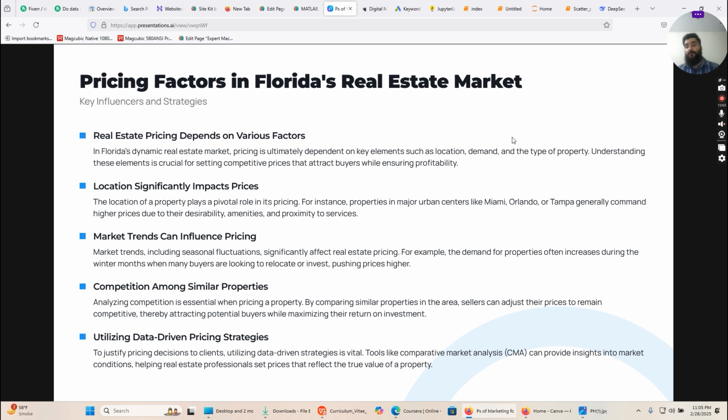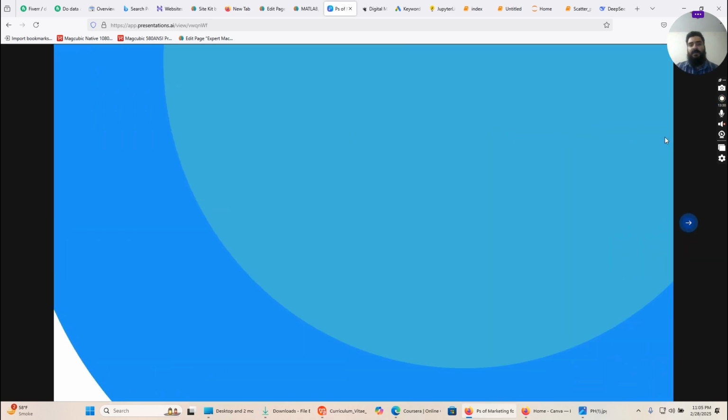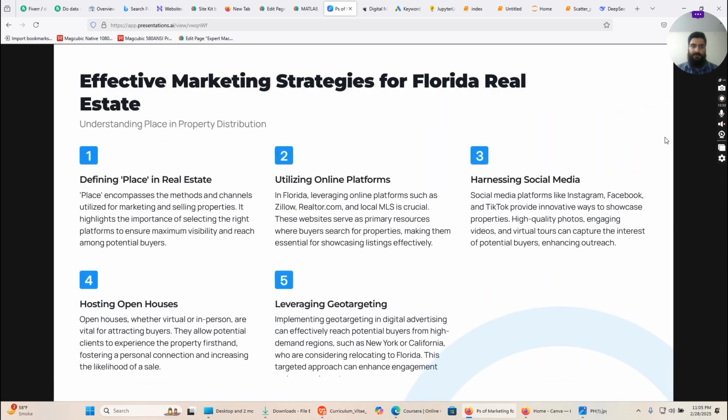Now, the most favorite thing I would like to consider in any marketing strategies is called utilizing data driven pricing strategies. To justify pricing decisions to clients, utilizing data driven strategies is vital. Tools like comparative market analysis can provide insights into market conditions and help real estate professionals set prices that reflect the true value of a property. So that's how you can actually price a property.